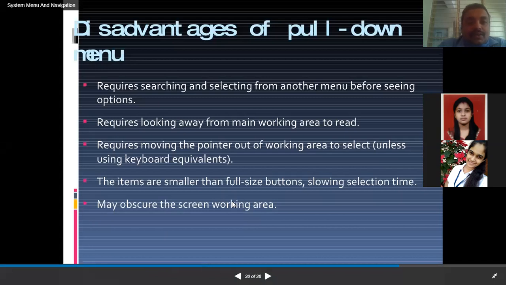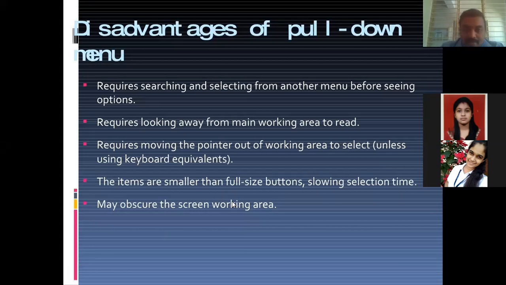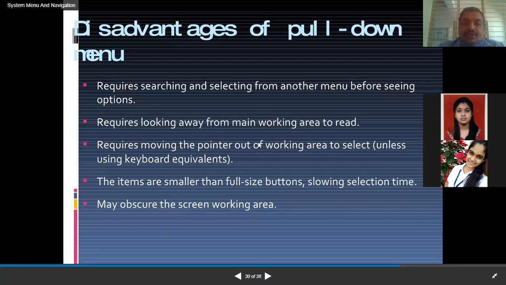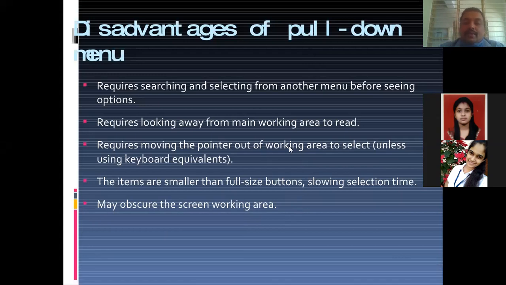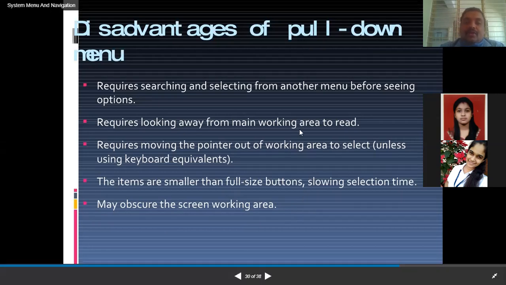Next, come to the third menu. With respect to the drawbacks, the fourth drawback is that the items are smaller than a full size button, slowing selection time. Slowing selection time may obscure the screen working area. So suppose the working area of the screen may be troubled. Okay, so that is the meaning of the drawbacks of the pull down menu. It may hamper the screen area, or it may not be able to perform properly with respect to the submenu concept.